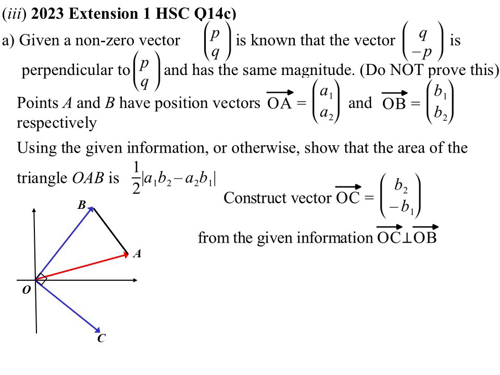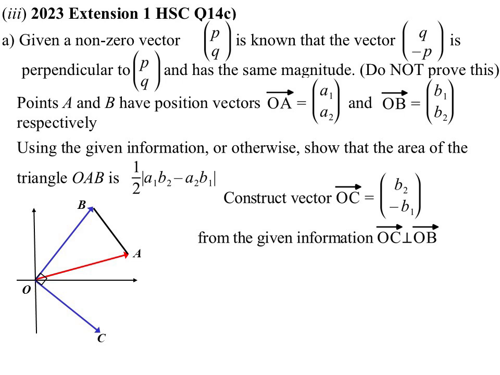So here's my third vector, well, fourth if you include the side of a triangle, but here's my third vector, and they've told me that if my original vector was PQ, the one that's perpendicular to it would be Q minus P. So my original vector was B1, B2, so this one here that I've constructed must be B2 minus B1. Okay. Now, yes, so from the information then, that's the vector that is perpendicular.